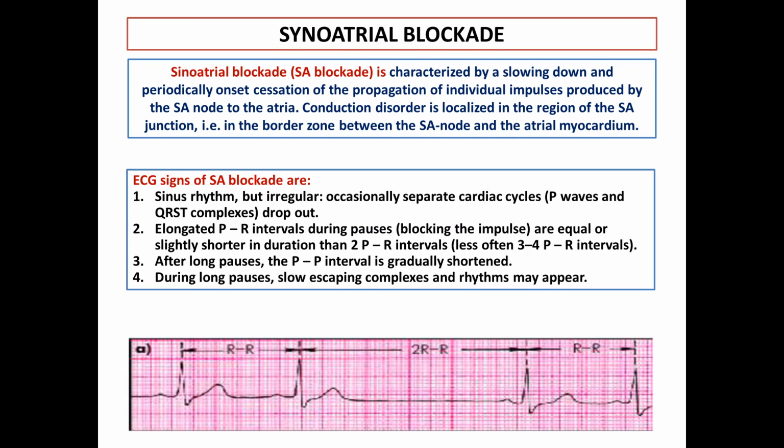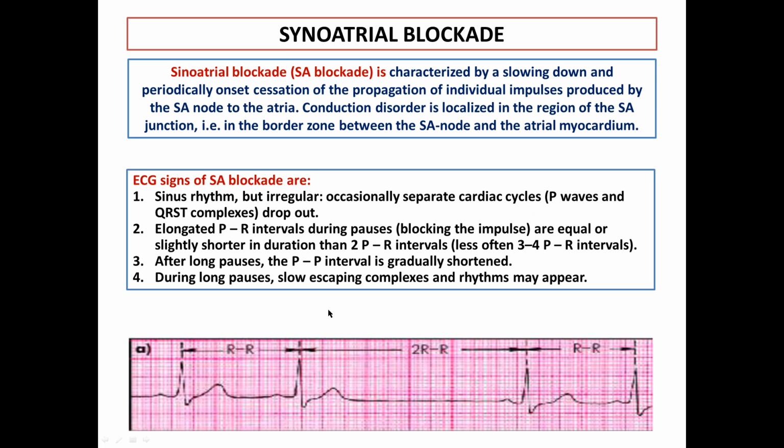Next are blockages, sinoatrial blockages. Sinoatrial blockage is characterized by slowing down and periodically onset cessation of the propagation of individual impulses produced by the sinus node to the atria. Conduction disorder is localized in the region of the sinoatrial junction, in the border zone between the sinoatrial node and the atrial myocardium.